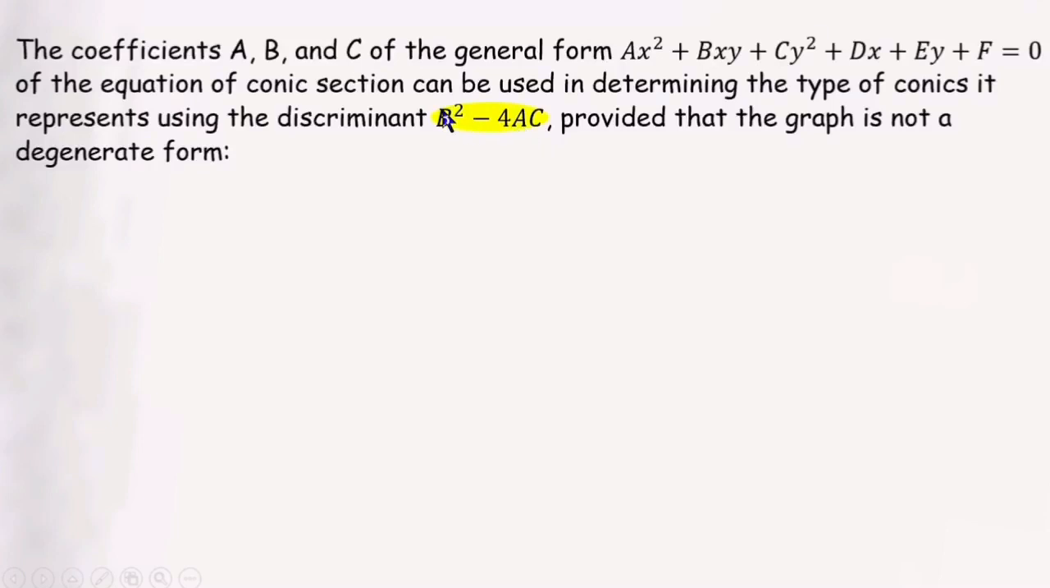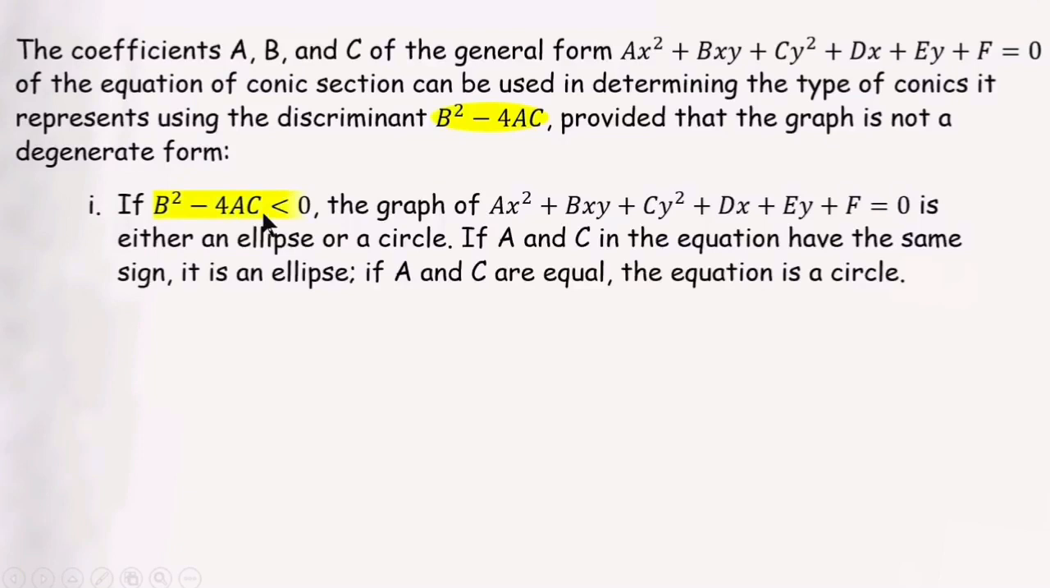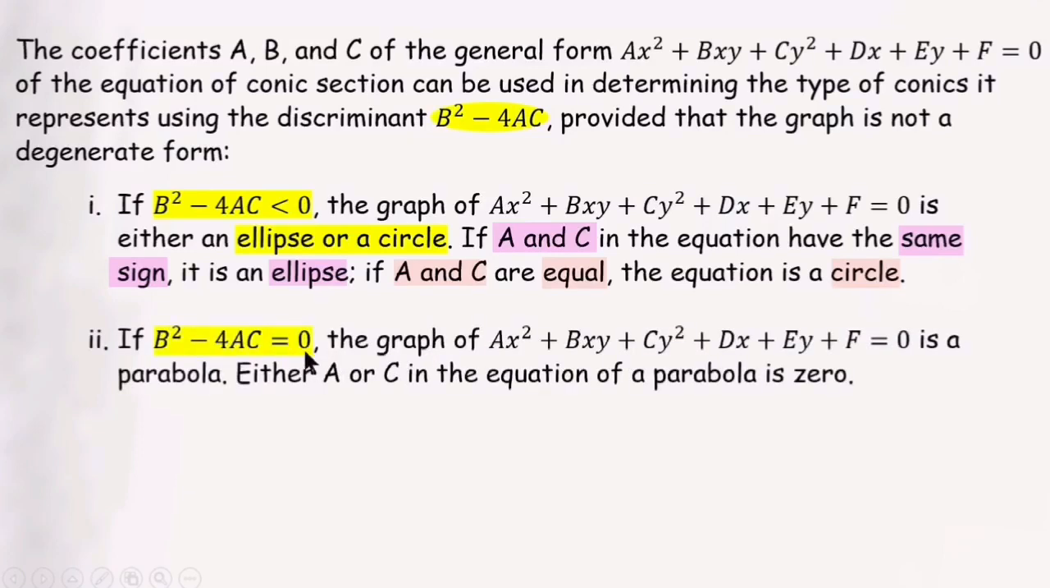In particular, if the discriminant b squared minus 4ac is less than 0, the graph is either an ellipse or a circle. If a and c in the equation have the same sign, it is an ellipse. But if a and c are equal, the equation is a circle. If the discriminant b squared minus 4ac is equal to 0, the graph is a parabola. Either a or c in the equation of a parabola is 0. If a is 0, the equation is quadratic in y. But if c is 0, the equation is quadratic in x.